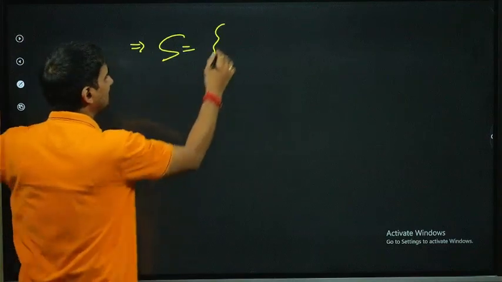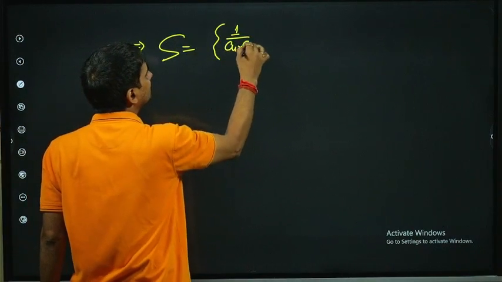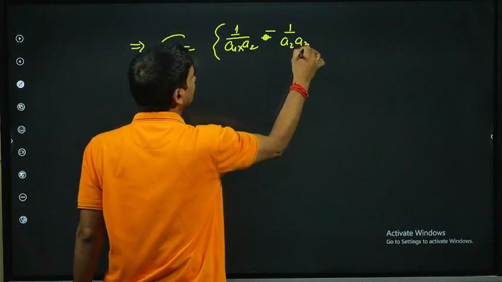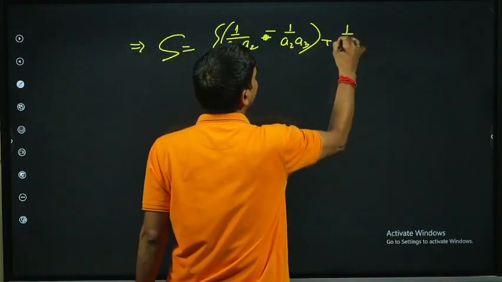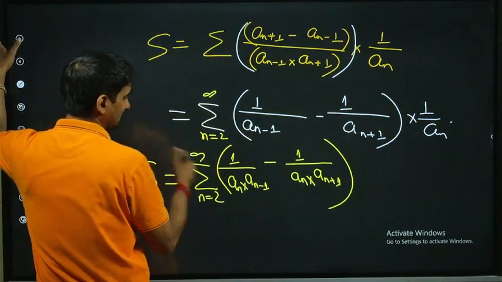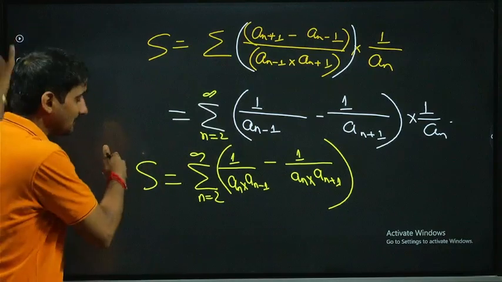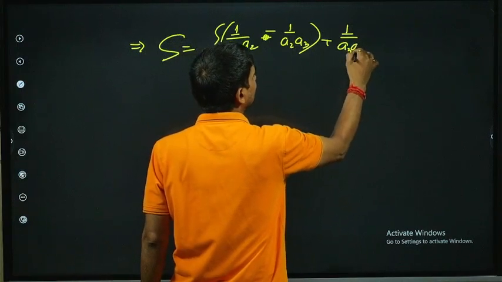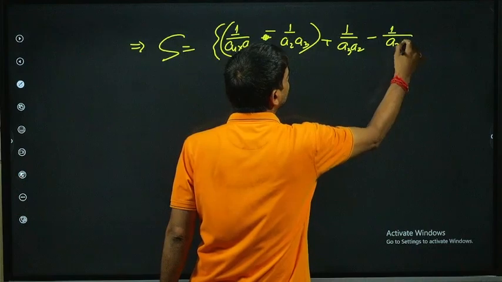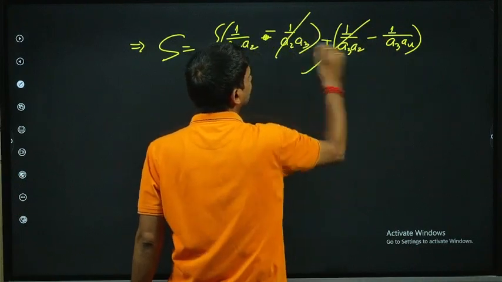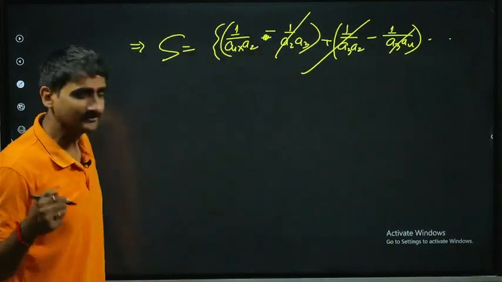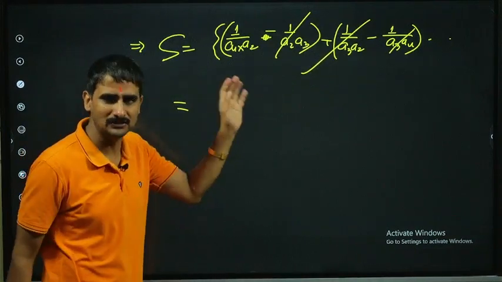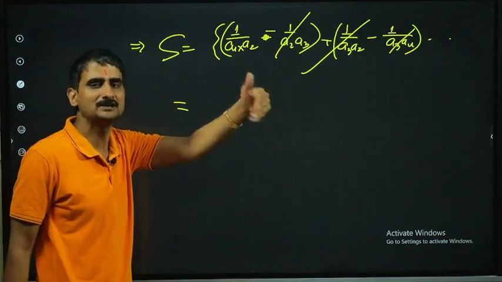So what do we get? We get here 1 by a1 a2, plus 1 by a2 a3, then plus 1 by a3 a2 minus 1 by a3 a4, and so on. See, the terms started getting cancelled. Since you had the difference of two consecutive terms, and you are left with one term in the beginning, you will be left with one term at the last with a negative sign.